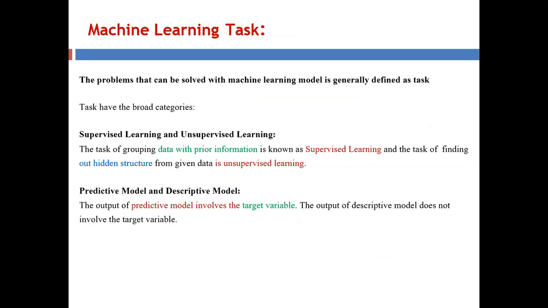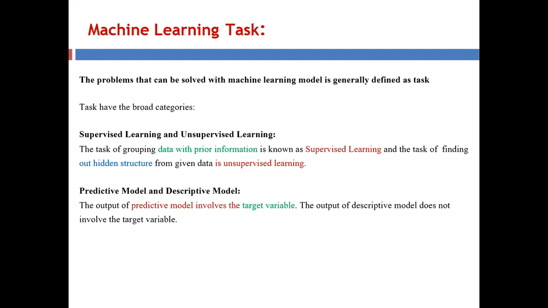So let us move to the next slide, that is the machine learning task. The problem that can be solved with machine learning is generally defined as a task. And tasks have two broad categories, supervised learning and unsupervised learning. The task of grouping the data with prior information is known as supervised learning. And remember, supervised learning always uses the trained data set. There is a control environment. We perform the classification with some prior information, that is the trained data set. We know the labels of the sample data. So that's what supervised learning is, in brief.